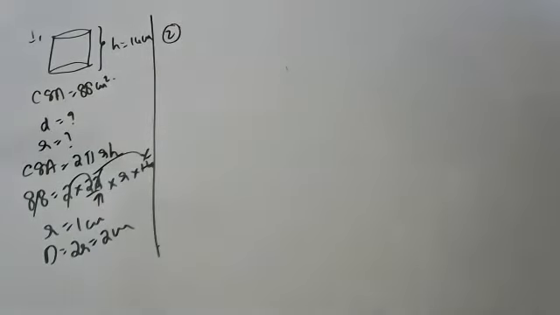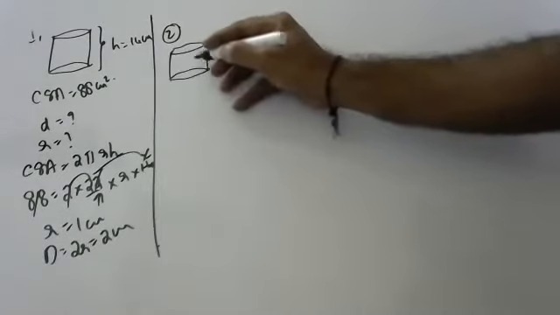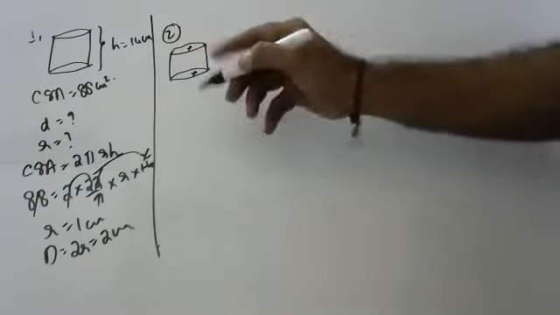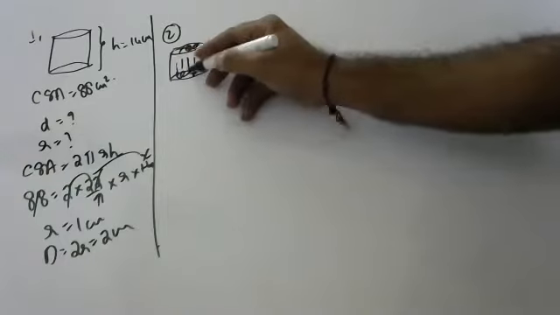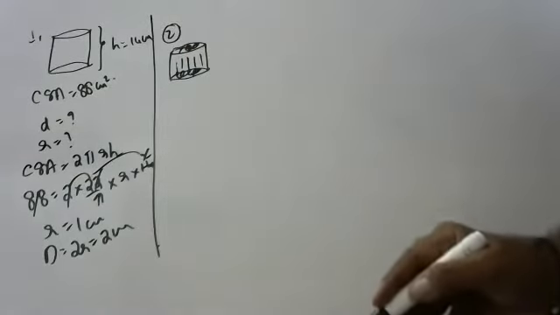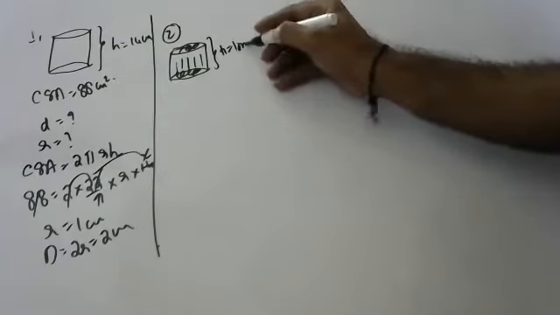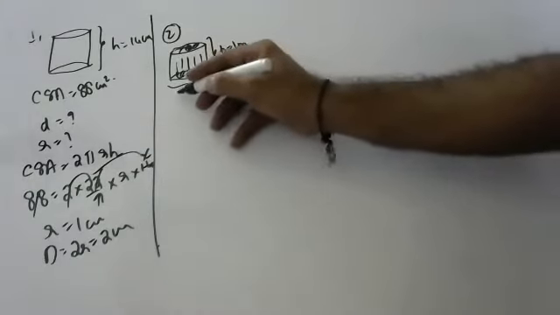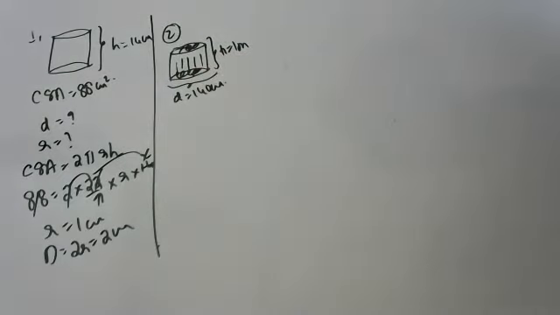Second question. It is required to make a closed cylindrical tank. Children, closed cylindrical tank means compulsory TSA. This is CSA, and closed means compulsory you should take TSA. A closed cylindrical tank of height 1 meter and diameter 140 centimeters. The question is how many square meters of metal is required?